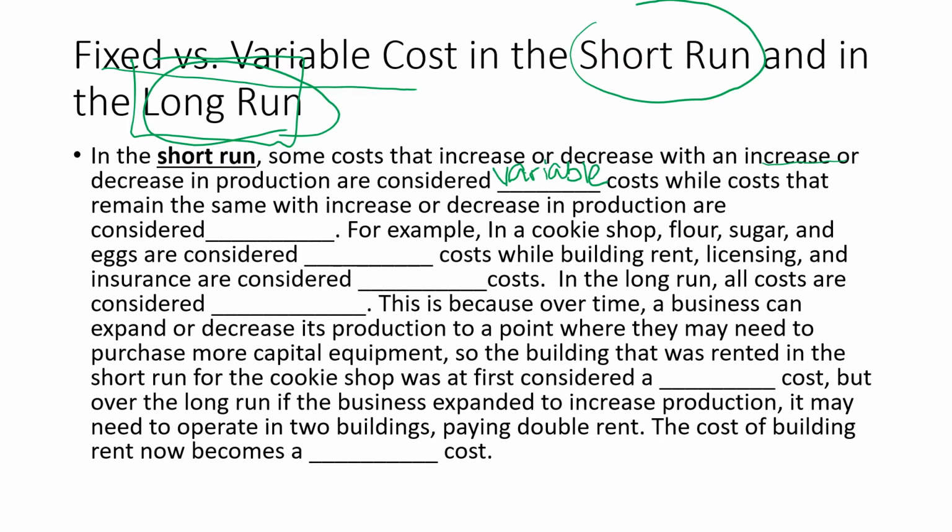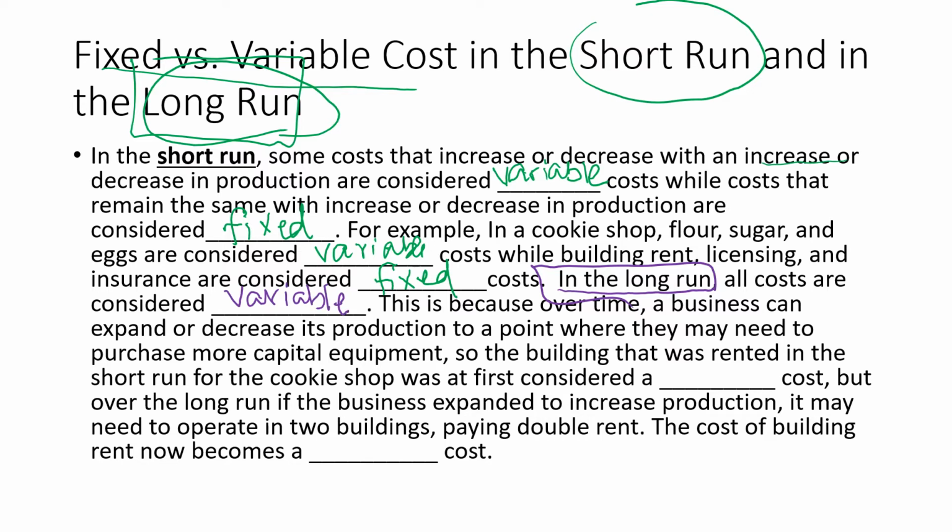While costs that remain the same with an increase or decrease in production are considered fixed, right? So that was the previous example, the electric mixer, the kitchen rent, etc. So for example, in a cookie shop, flour, sugar, eggs are considered variable, while building, rent, licensing, insurance are considered fixed. I'll review. This is the new information though. In the long run, so over many years as a business potentially expands, all costs are considered variable.